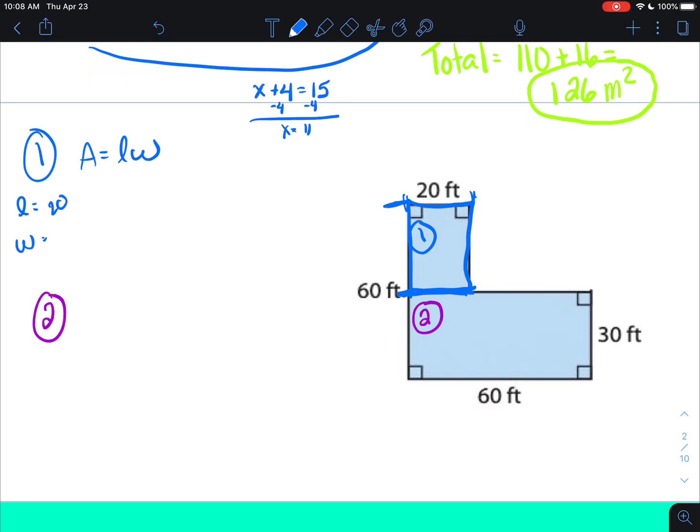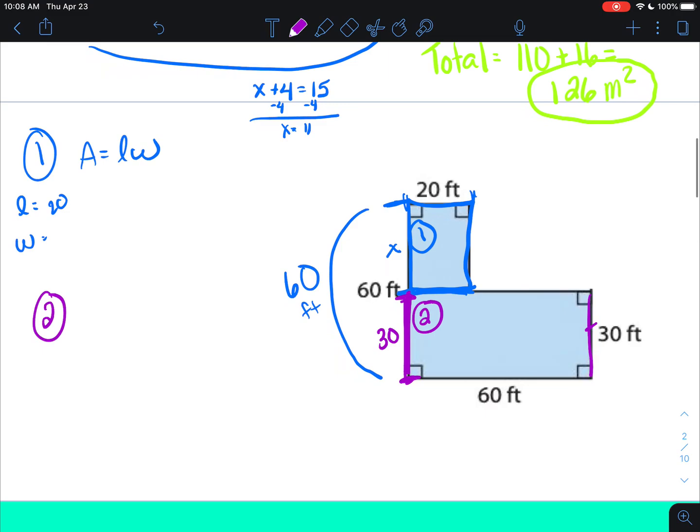So this whole piece right here is 60. That's what it tells us. That whole side is 60 feet. I just need this small chunk right here. So do I happen to know what this length is from here to here? I do. It's right here. Same thing. So this is actually 30 feet.